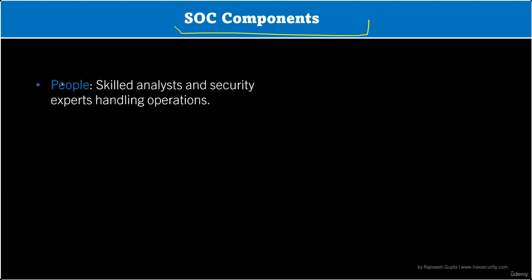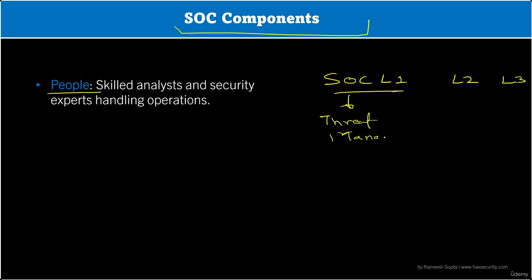Let's talk about some of the major components in the SOC. The first and very important component is people itself. There are different teams in the SOC. We call them SOC level 1, then we have level 2 and level 3. Level 1 are the ones who do the primary diagnosis. They work in threat management. They are predominantly involved in looking at tools like the SIEM tool or the EDR tool.